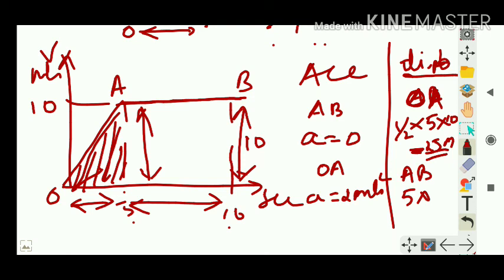10, right? 5 into 10, so it is 50 meter. Clear, right? This much clear. So total will be 25 plus 50, 75 meter as a total displacement. Clear? It's very easy, right? Similarly, let's move on with another problem. We'll cover a maximum of problems, guys, so that it will be easy for you to understand the graphical representation.